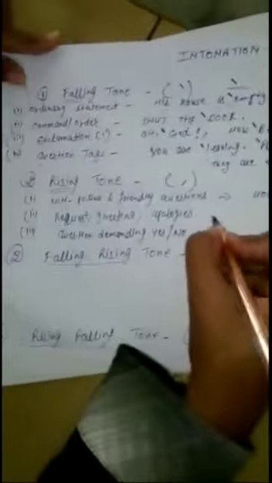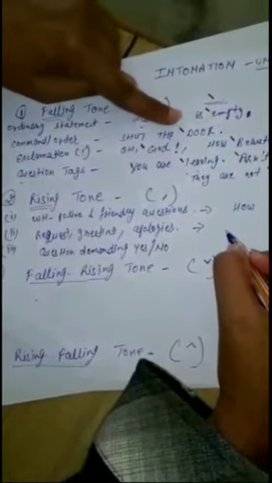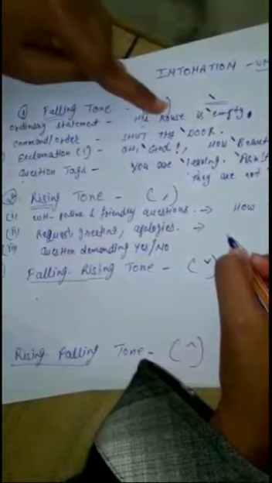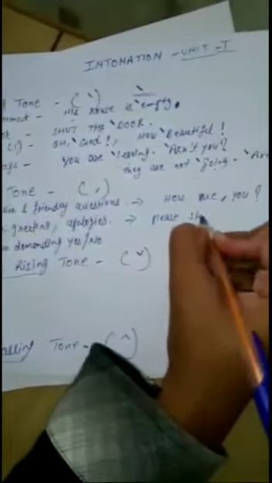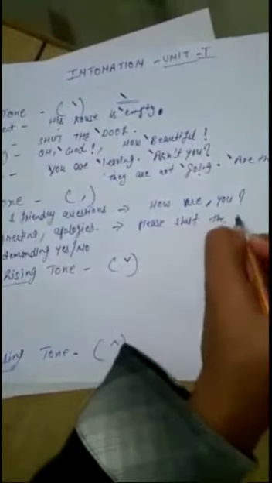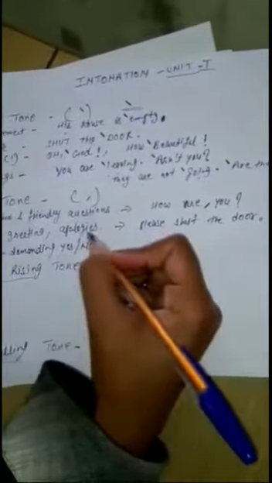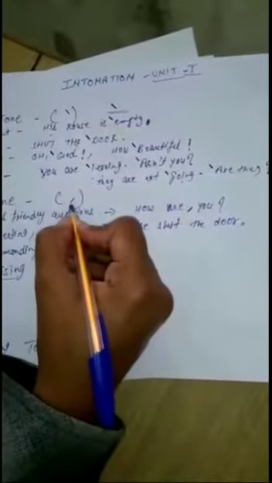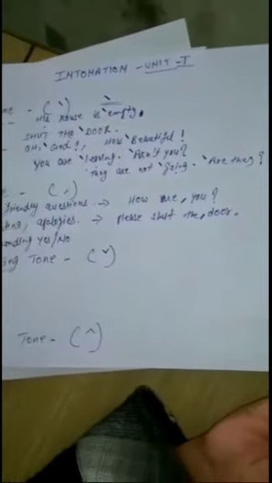Next is request and greeting. For example, here we have done a sentence, shut the door, and we had considered it as a command. But let's say if the sentence comes, please shut the door. Once please is there, obviously it's a request. So please shut the door is a request. It falls into the rising tone. The sign of the rising tone is here. So I have put rising tone like this. Here you get the 1 mark.